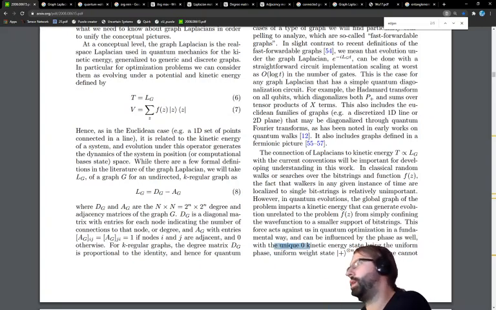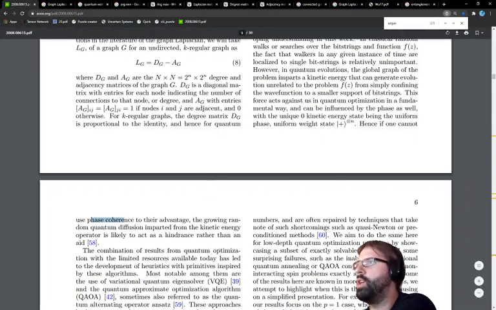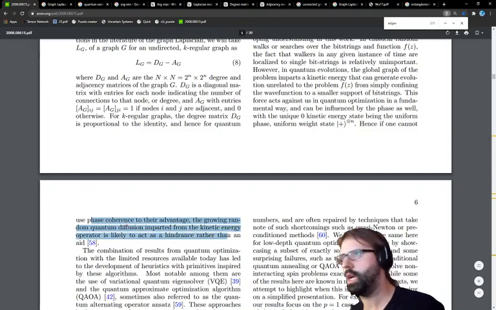And so this seems to basically say that this kind of state has zero kinetic energy, because it's an equal superposition and you can just move everywhere. There's literally no entanglement in there. I guess the minus would be the same. We could try checking the eigenvalues of these. So hence, if one cannot use phase coherence to their advantage, the growing random quantum diffusion imparted from the kinetic energy operators is likely to act as a hindrance rather than aid. Interesting.